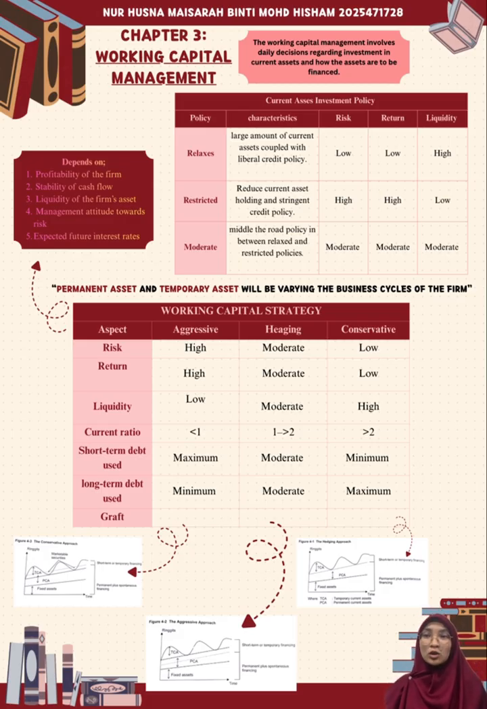And the last one is the conservative approach. The conservative approach has the lowest risk. It is because the firm uses long-term financing for the majority of its asset. As we can see, the firm supports fixed and permanent current asset and average temporary current asset with long-term financing. So, from all of these approaches, maintaining an appropriate level of liquidity or safety margin depends on profitability, liquidity of the asset, stability of cash flow, management attitude toward risk, and expected future interest rates.